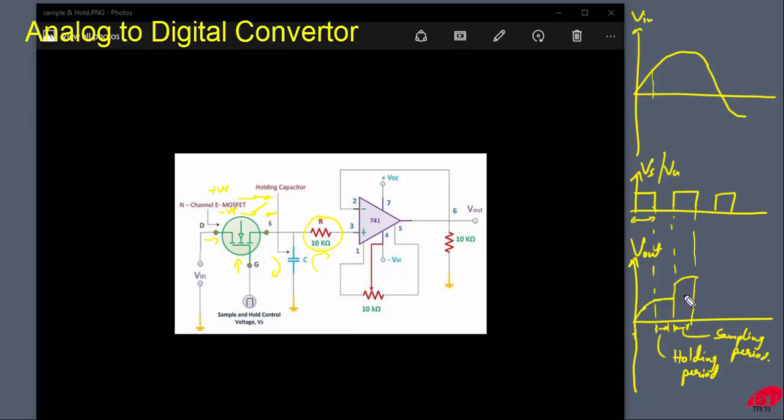Now as for the quantizers, they depend on different types of ADC architectures. There are several different types of ADCs that are being used in the circuits. So we will see the types of ADC and their architectures in the upcoming videos.